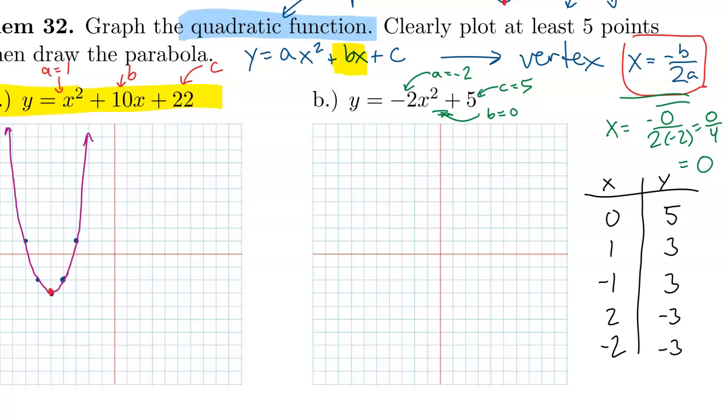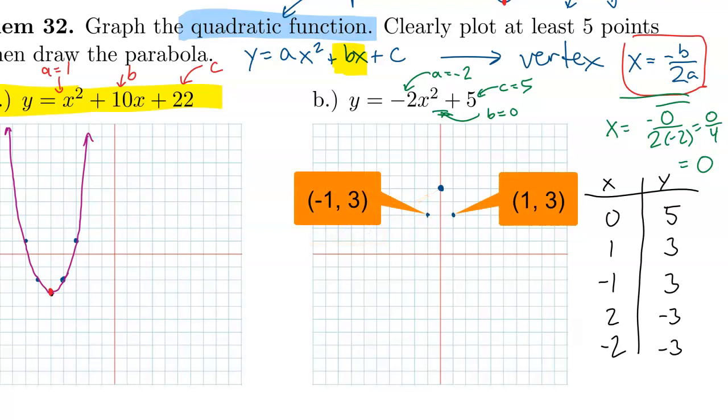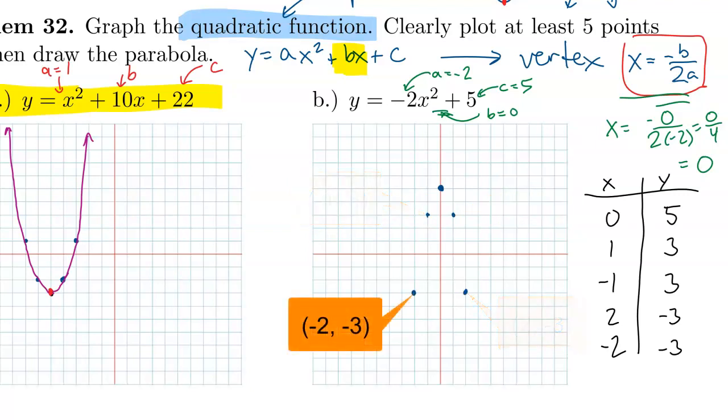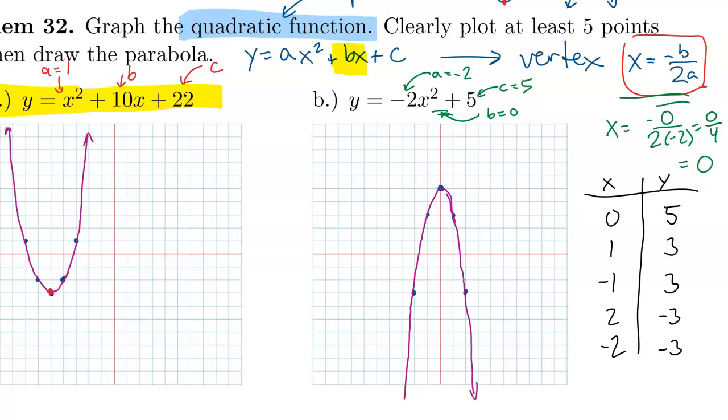So I can plot these points on my graph. 0, 5 is my vertex. 1, 3, -1, 3, and then 2, -3, and -2, -3 are 5 nice points on my parabola. Again, we see this symmetry around the vertical line through the vertex. And sketching a curve through those points gives me my graph.